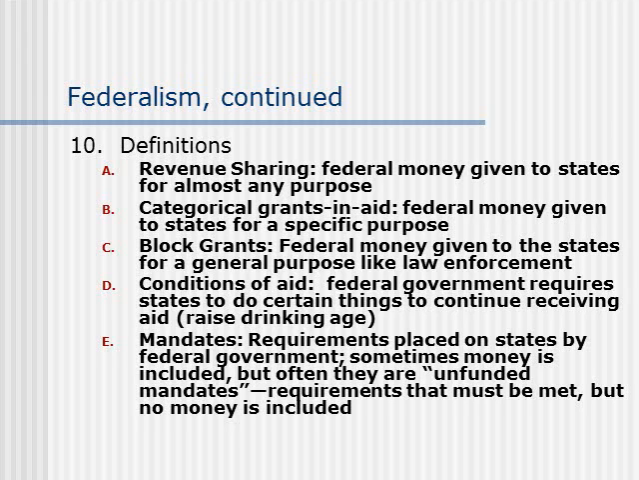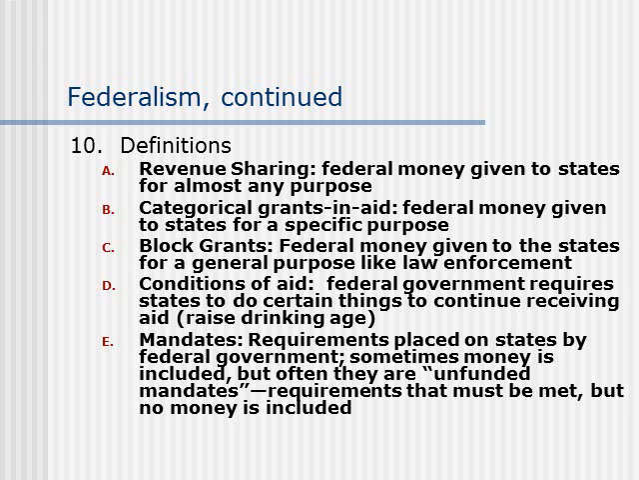Now they do grants and aid. Categorical grants and aid: federal money given to states for a specific purpose. And block grants: federal money given to the states for a general purpose, like law enforcement. But categorical grants are much more specific, have more paperwork, but even block grants have some. The conditions of aid, these are the strings attached. The federal government requires states to do certain things to continue receiving aid.